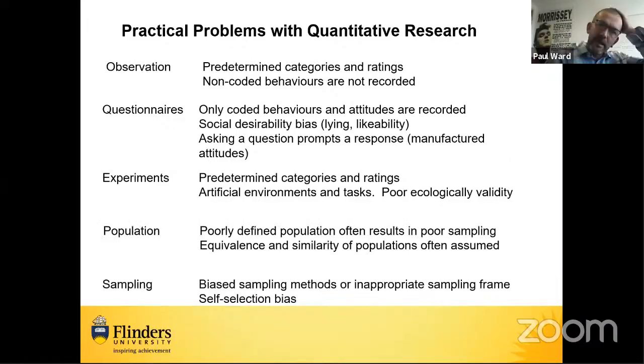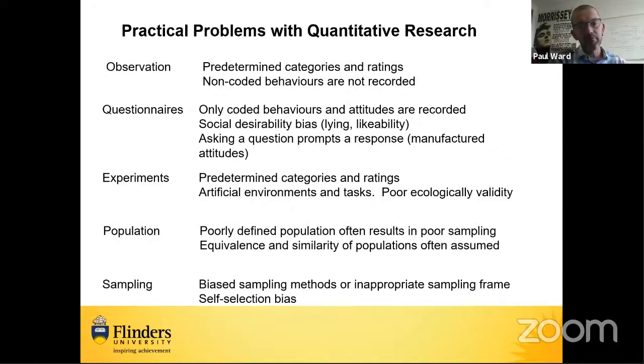So I'm not going to go through these in any detail, but there are a whole lot of issues with quantitative research, which then mean that researchers will often look at additional kinds of research to try and plug the gaps. Lots of researchers think so because there are some difficulties around ecological validity in experiments, or because researchers come up with the questions as opposed to members of the public or participants coming up with the questions.